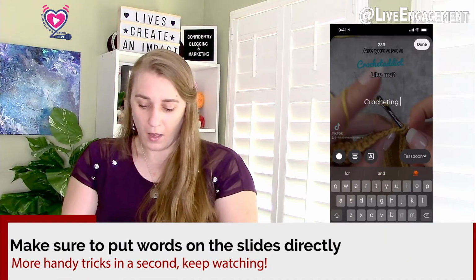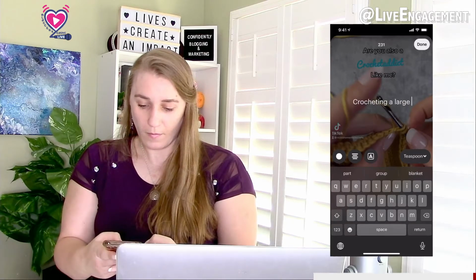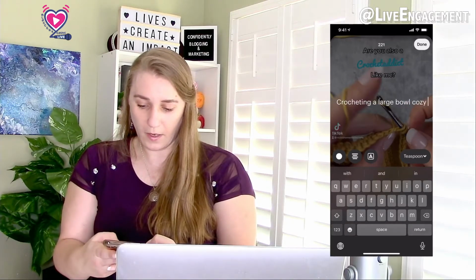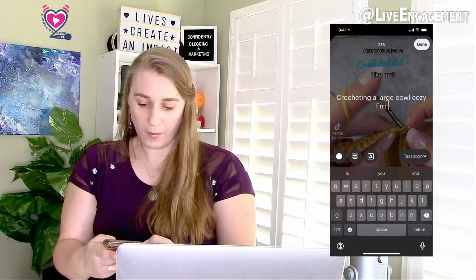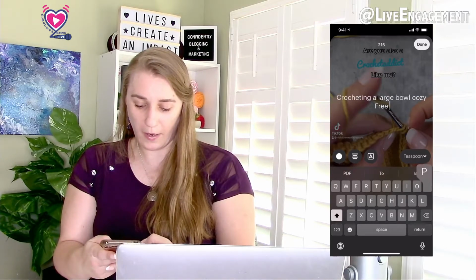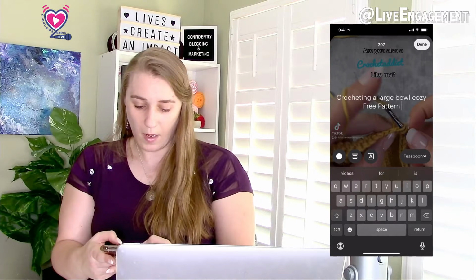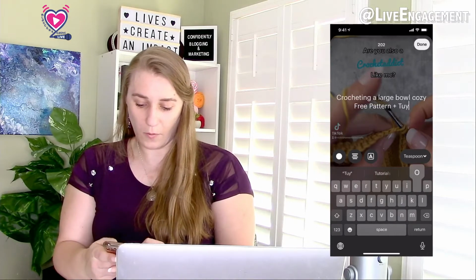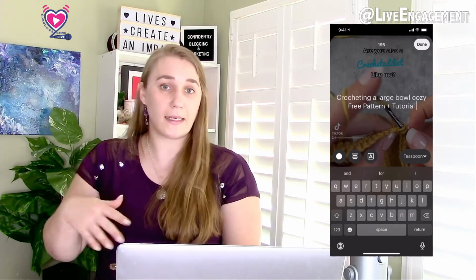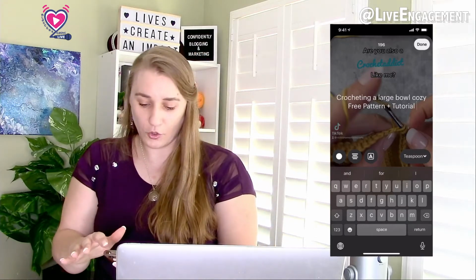Crocheting a large bowl cozy, free pattern. People love if you say free pattern. So plus tutorial. So that way they know that's what they're getting. I mean, I didn't add everything, and this is for demonstration purposes.